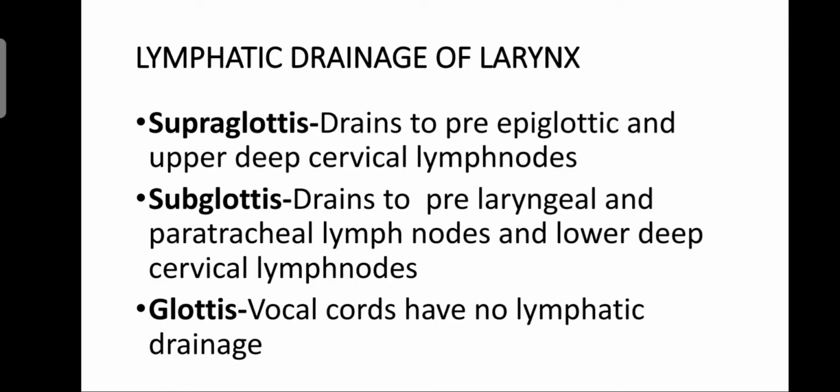Lymphatic drainage of larynx. Supraglottis: lymph from supraglottis drains to preepiglottic and upper deep cervical lymph nodes. Subglottis: lymph from subglottis drains to prelaryngeal and paratracheal lymph nodes and lower deep cervical lymph nodes. Glottis: vocal cords have no lymphatic drainage.